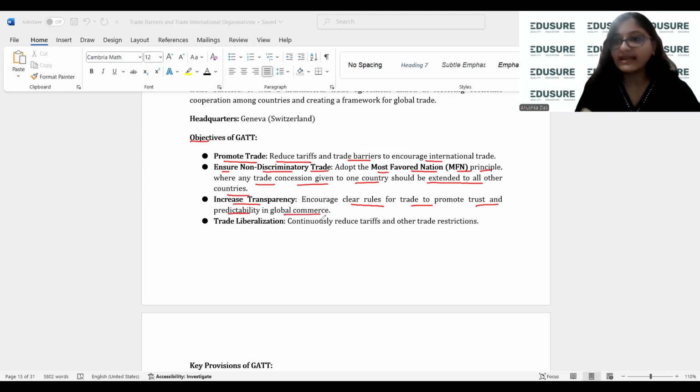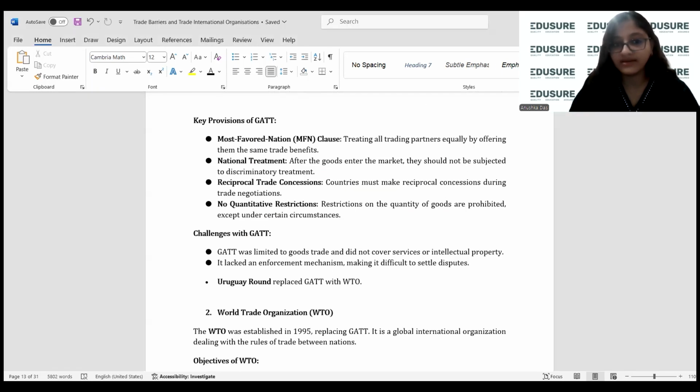So a set of standard rules will be built upon which all the international trade will happen. It will encourage clear rules for trade, promote trust and predictability, and then trade liberalization, continuously reducing tariffs and other trade restrictions. So this is the same point as before: free trade will be promoted. That was the main objective.